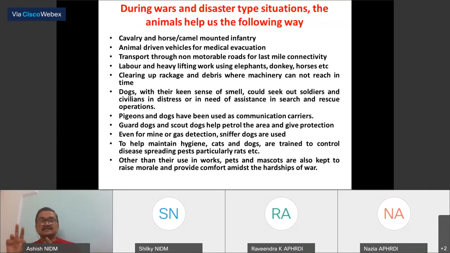Dogs, these kinds of animals, have keen senses with respect to smell, so they can seek out soldiers and civilians. In search and rescue operations we utilize dogs. Pigeons and dogs have also been used as far as communication carrying capacity is concerned. There are guard dogs which guard our tents and camps in times of crisis situations. For mine detection and gas detection, we also use animals. I can put forth so many qualities of animals that can be utilized during the times of wars and disasters.